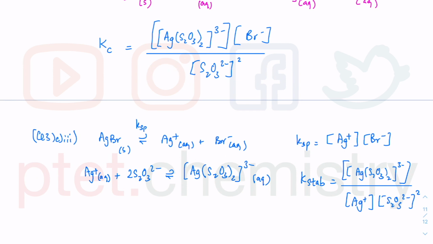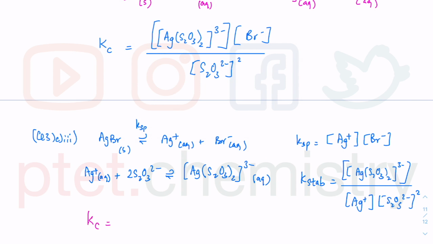So I need to try and relate these two together. I can see this thing is on top, and I also got Br minus on top. So it has to be K step times KSP. Then the Ag plus and Ag plus cancel. I get this at the bottom. So I hope you can see that this is on top, this is on top. So K step must be on top, and it has to be multiplied by KSP since I want Br minus on top as well. It has to be this multiplied by that. So that's how easy it is to get the expressions.